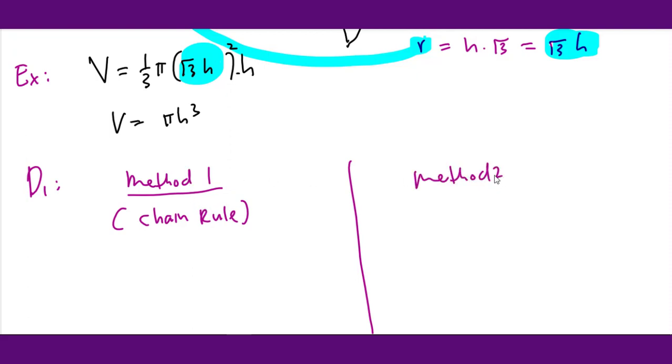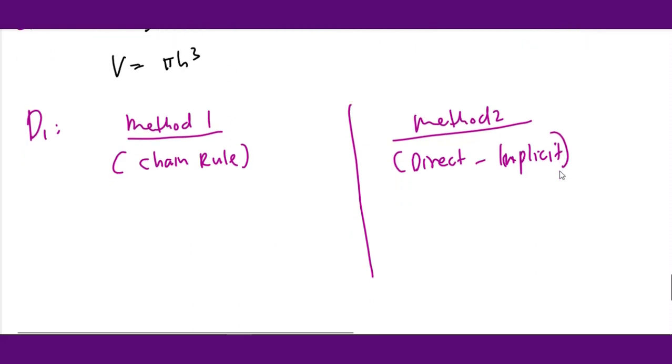Method 2, solve this one using direct or implicit differentiation. Okay, now given V = πh³. We try the first method.